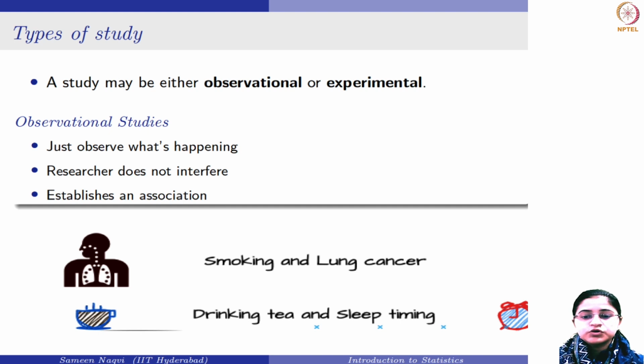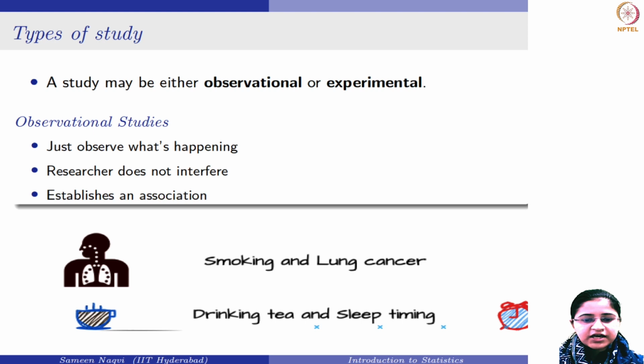So you are not interfering in this process. You have basically collected a sample and you have simply asked them about their smoking habits. You have not forced them to do anything. You will just observe what has happened and note down the readings, and based upon this study, you can at most conclude that there exists an association between these 2 variables.